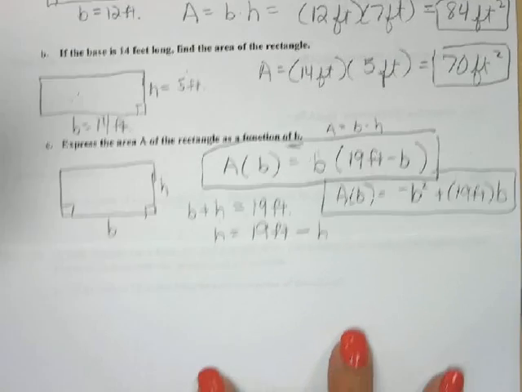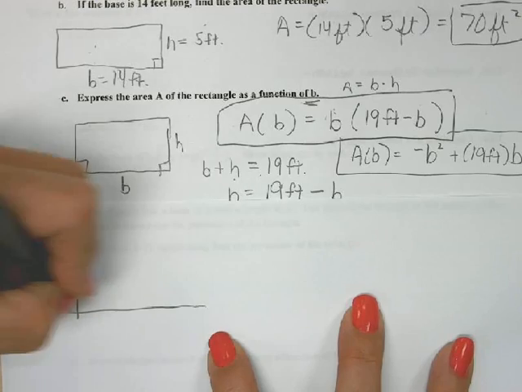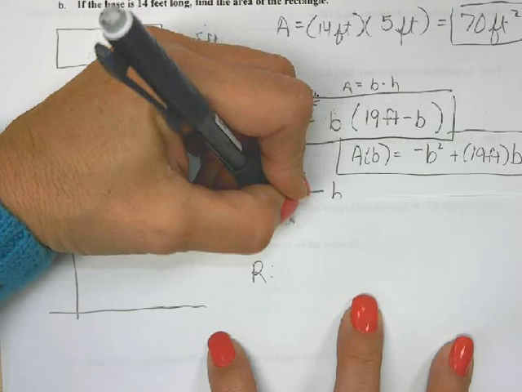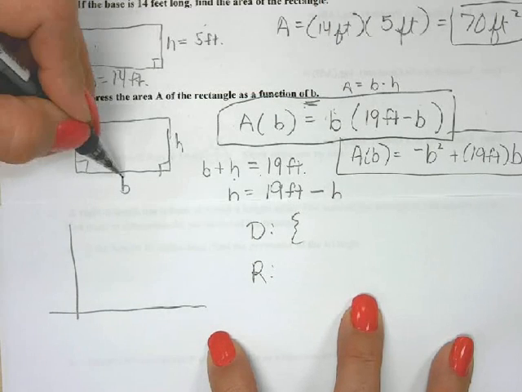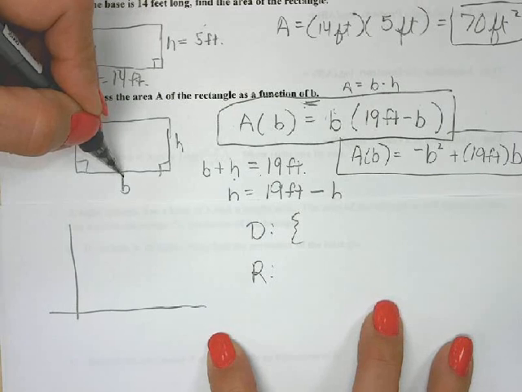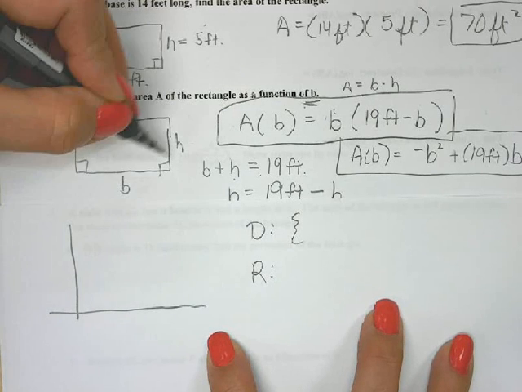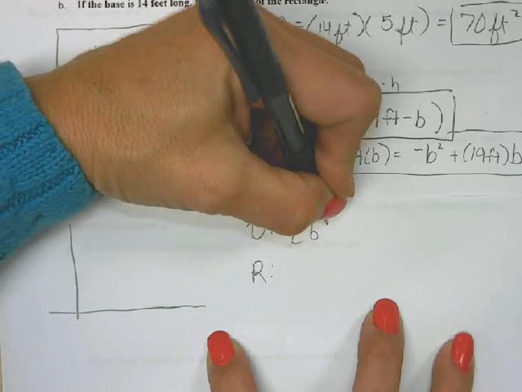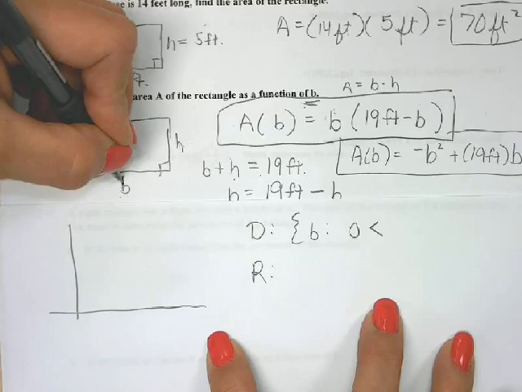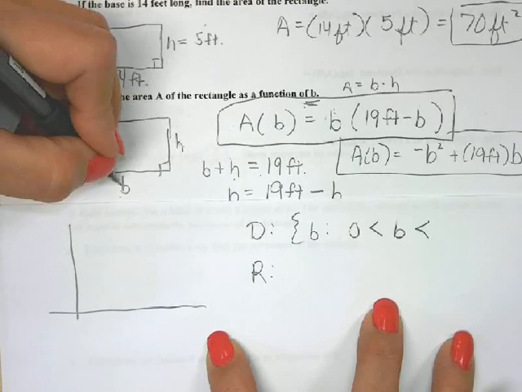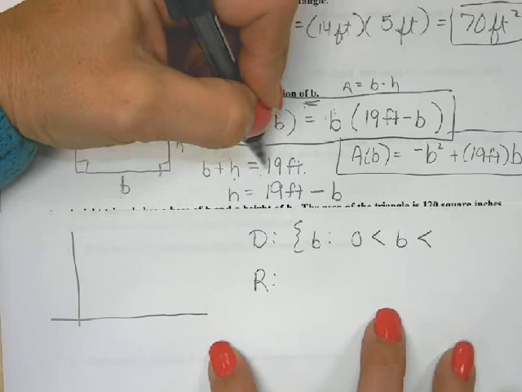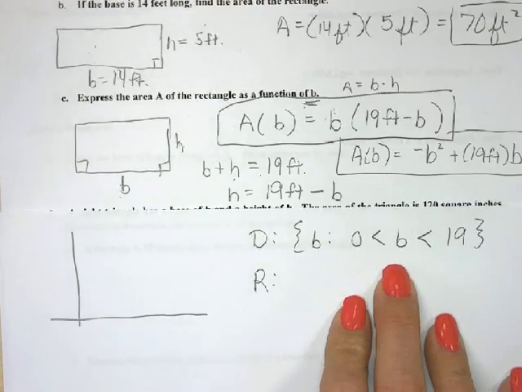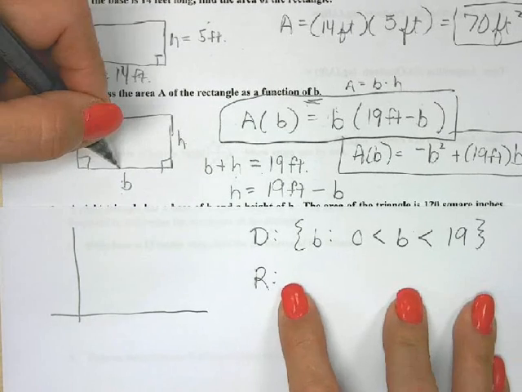So I can also ask you what the domain of my function is and what the range is. My domain, if I look at the side b, knowing that the perimeter has to be 38 feet, or that the sum of these two has to be half of that, 19 feet, I know that I can't let the base be 0. It has to be larger than 0, and the sum of the two has to be 19, and I can't let the base be as high as 19 because then I won't have a rectangle anymore. So I know that my base can be any length from 0 to 19.